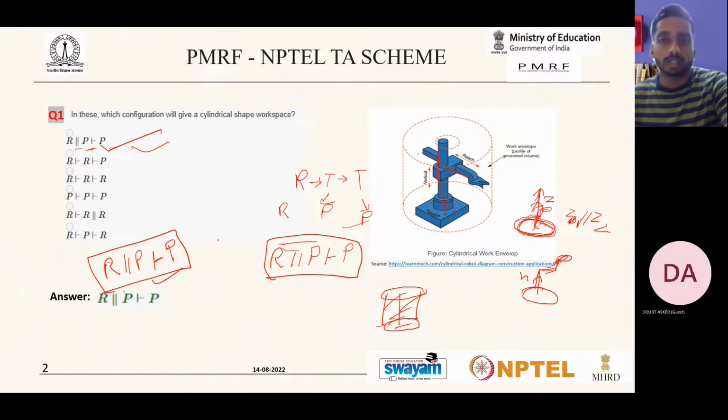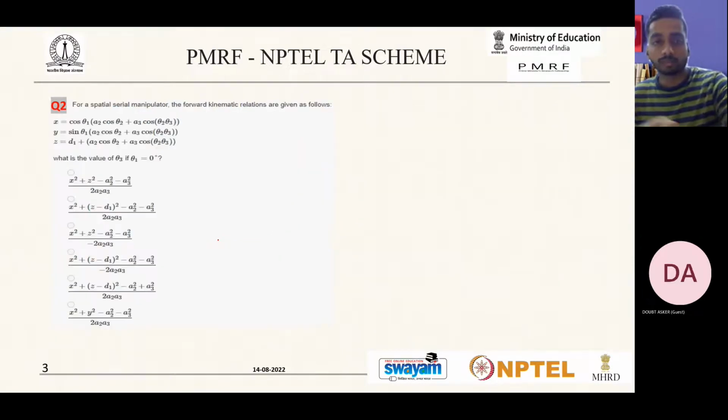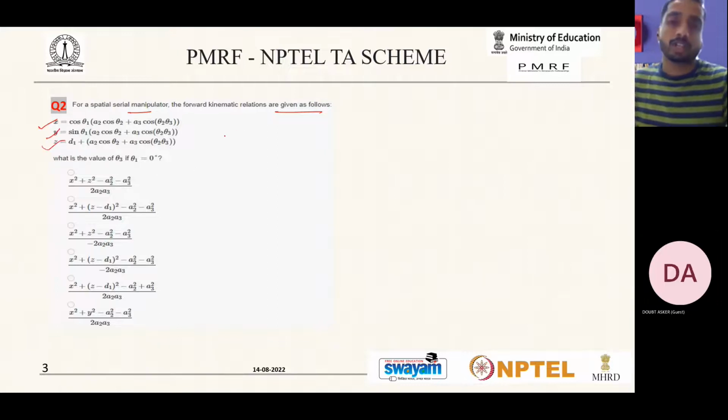Understood. Let us move to the next question. For a spatial serial manipulator, the forward kinematic relations are given as follows. We have the X equation, Y equation, and Z equation. Let us try to solve this.